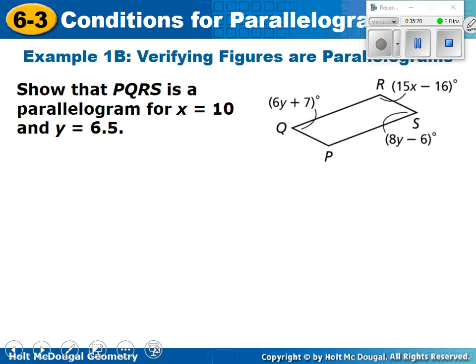If you look at this one, same idea, but we're going to have to use a different property. What can we do to show it's a parallelogram?